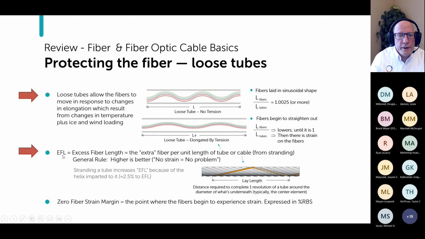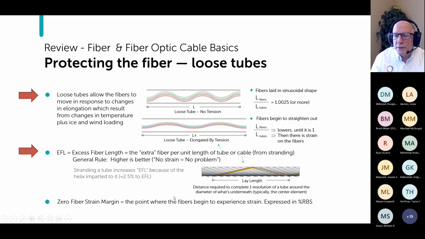And in general, you want EFL to be as high as you can get it. Higher is better, or as I like to say, no strain equals no problem. Strain is the point at which the fibers are picking up tension from the force that's elongating a tube. And that point is specifically called the zero fiber strain point, or the zero fiber strain margin. Now, I said EFL in general, higher is better. There are some exceptions about that, but as a general rule, that's true.